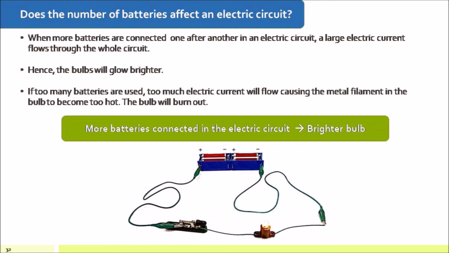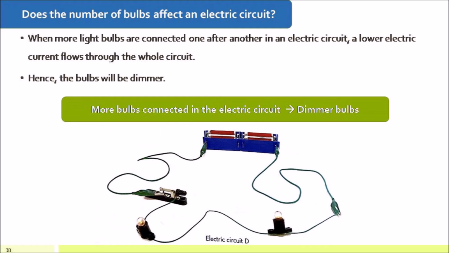In this next part, we are going to investigate if the number of batteries affects an electric circuit. Apparently, when more batteries are connected one after another in an electric circuit, a larger electric current flows through the whole circuit. Hence, the bulbs will glow brighter. On the other hand, if too many batteries are used, too much electric current will flow, causing the metal filament in the bulb to become too hot, and eventually causing the bulb to burn out.